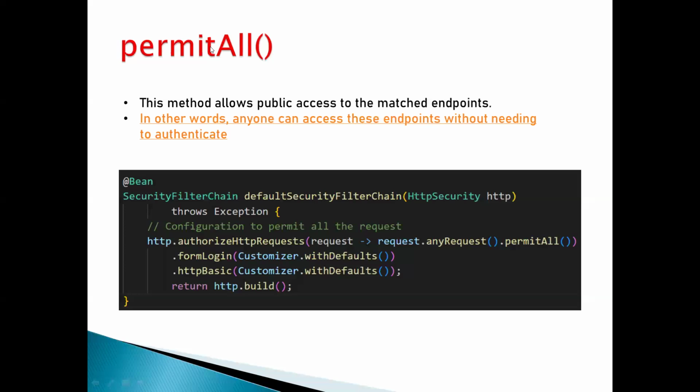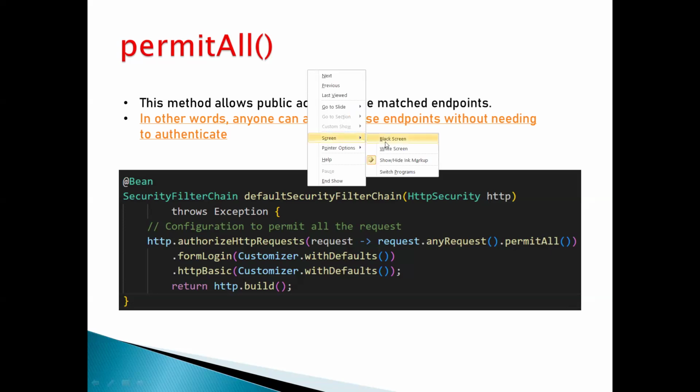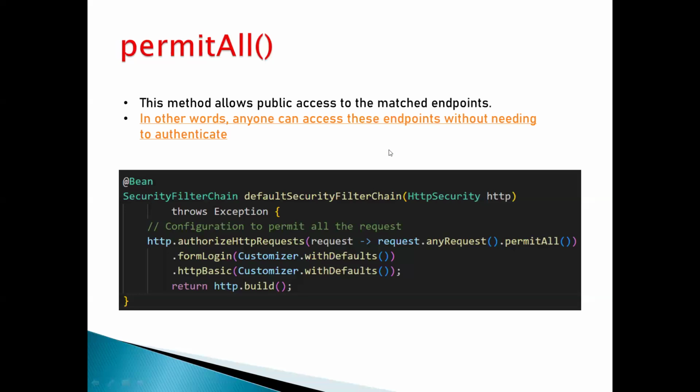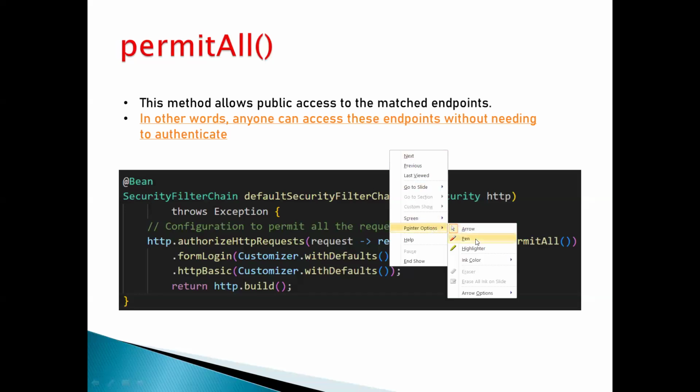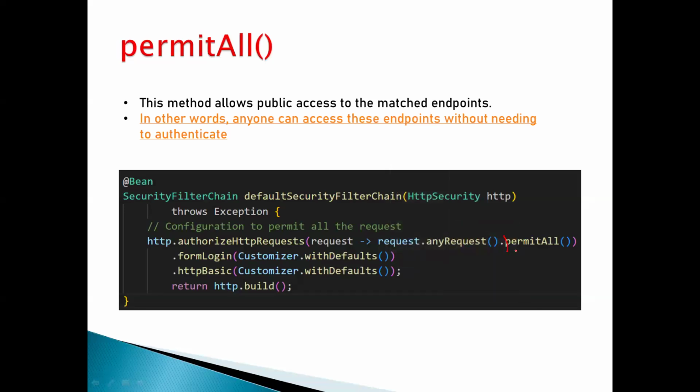See here, permitAll. Permit means this method allows public access to the matched endpoints. In other words, anyone can access if you write the method called permitAll. Instead of authenticated, permitAll. Now, if I give permitAll, do I need to provide username and password in Postman?